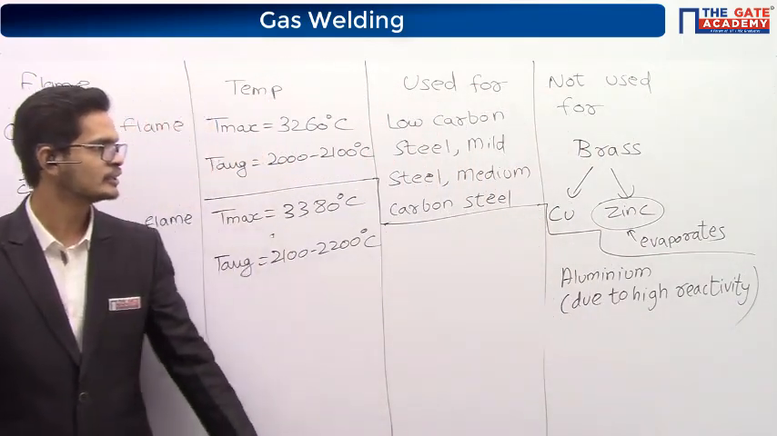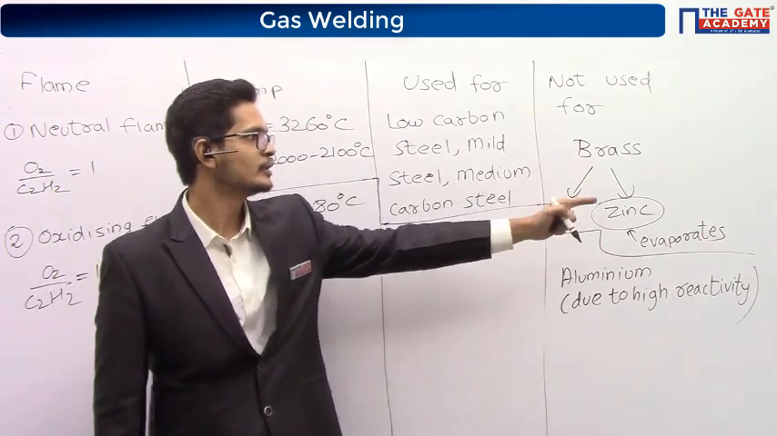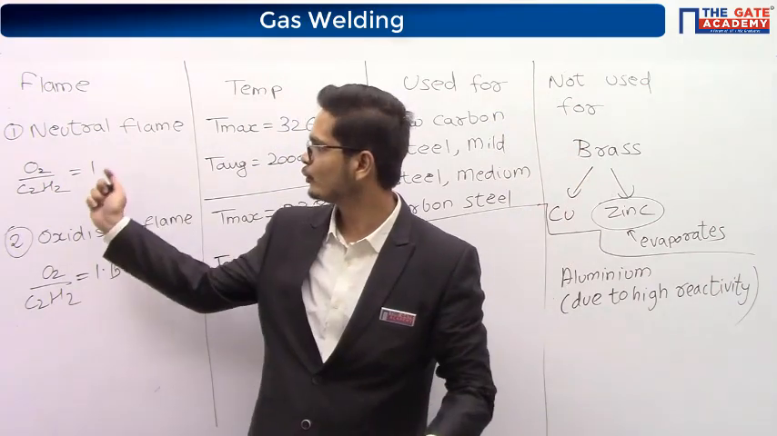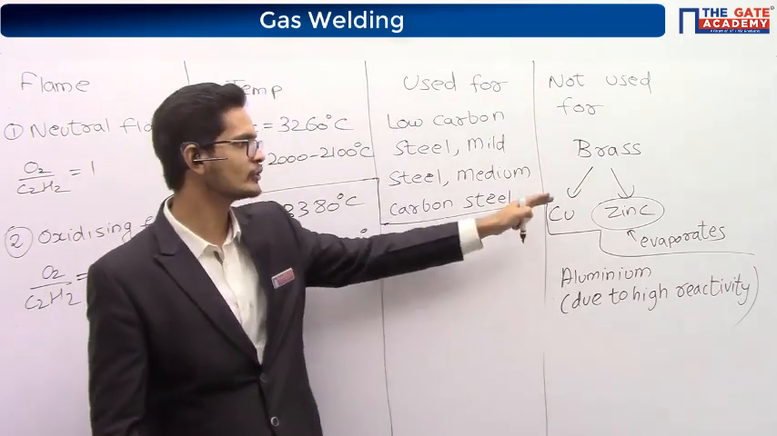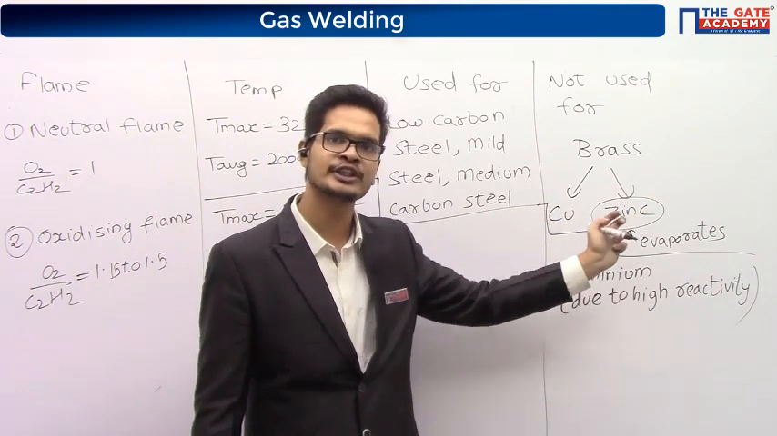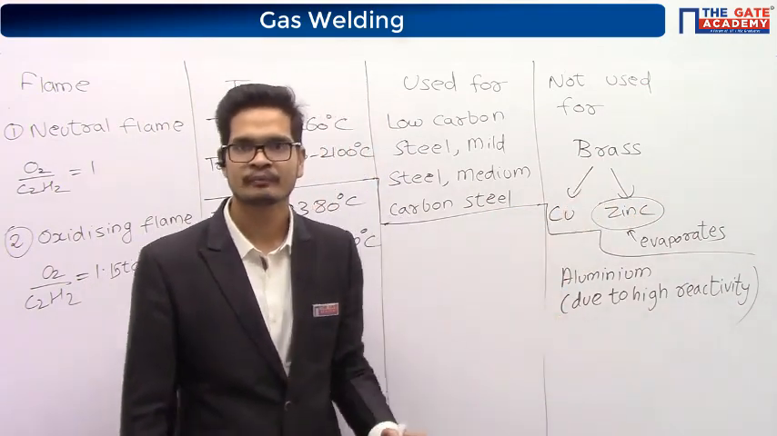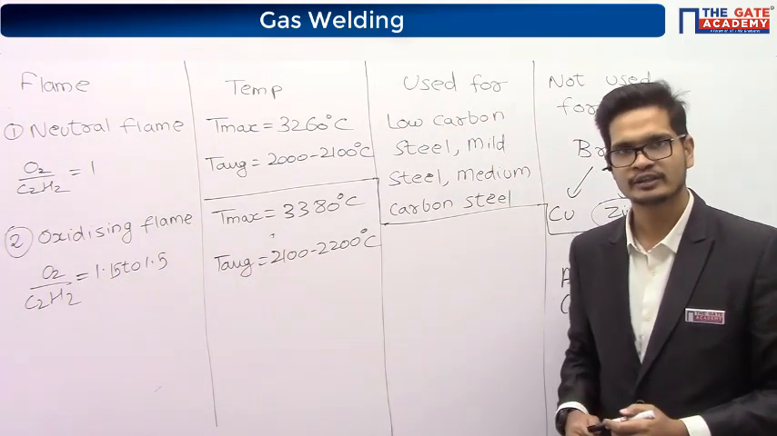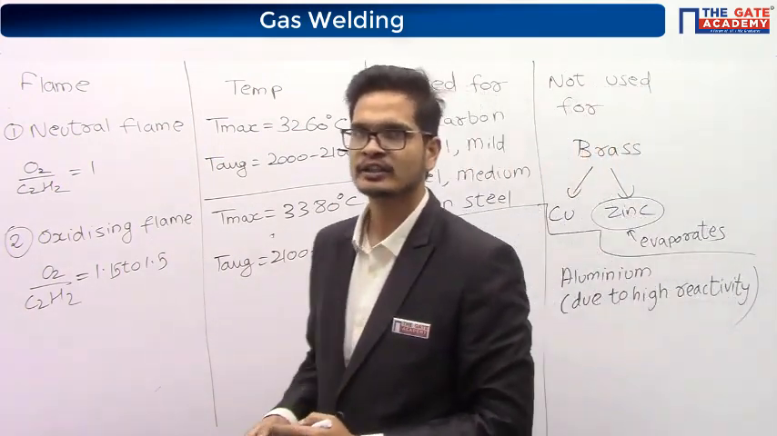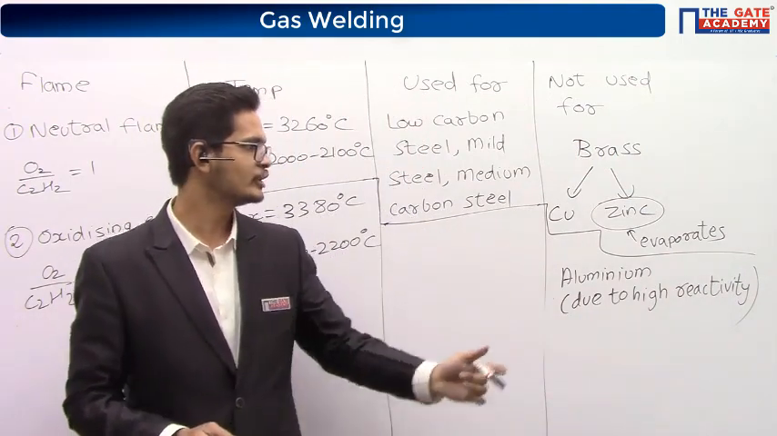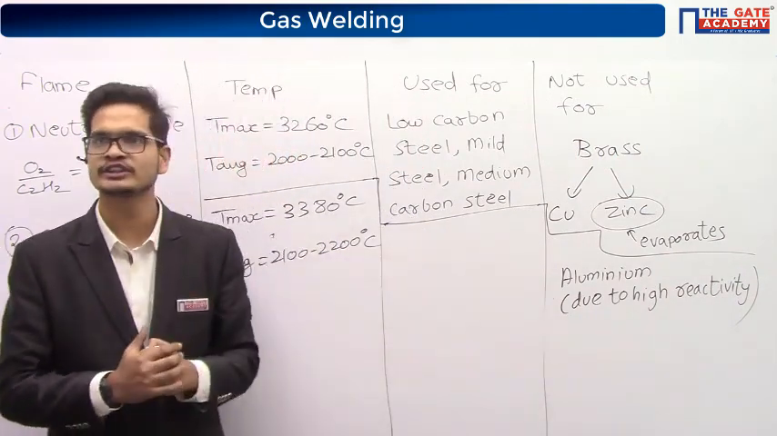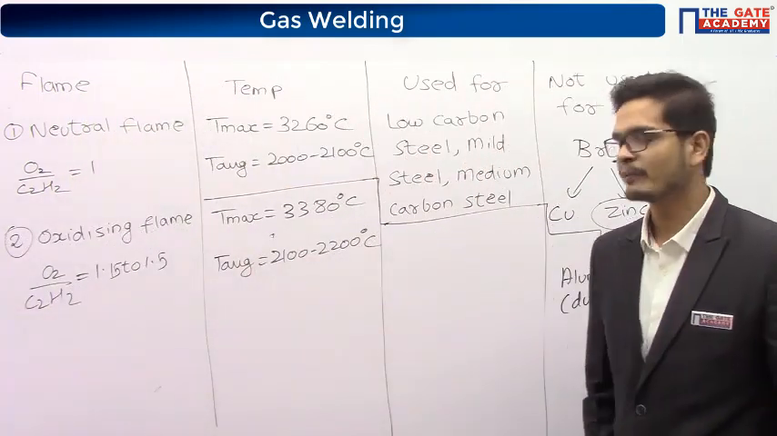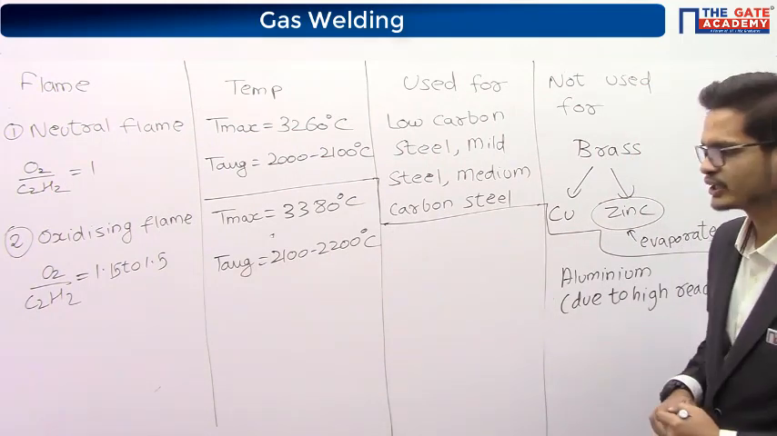Now, I had mentioned that we are not able to weld brass using the neutral flame. The reason was that, because of the high temperatures induced, the zinc evaporates. But in the case of the oxidizing flame, the temperatures induced are even higher. So will we be able to weld brass? Can we weld brass in an oxidizing flame? Very good, exact reason. We can weld brass in an oxidizing flame.